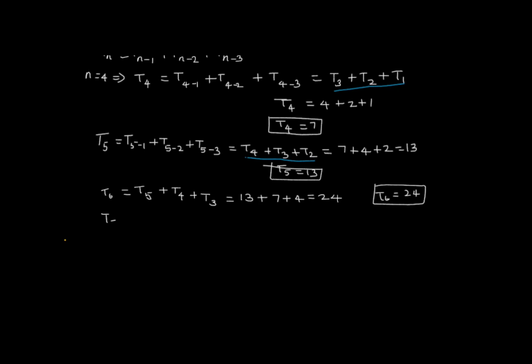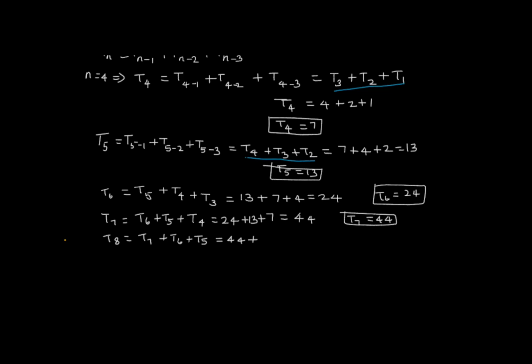Now, T7. T7 is equal to T6 plus T5 plus T4. T6 24, T5 13, T4 7, 20, 44. So T7 is equal to 44. T8 is equal to T7 plus T6 plus T5. T7 44, T6 24, T5 13. So 81. So T8 is 81. Like this we can find any terms.